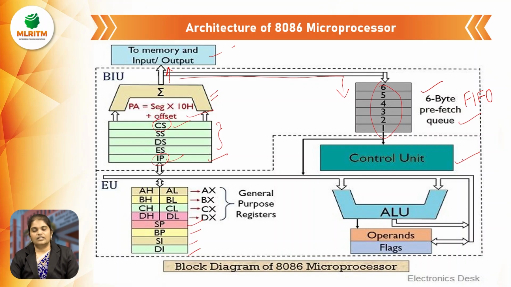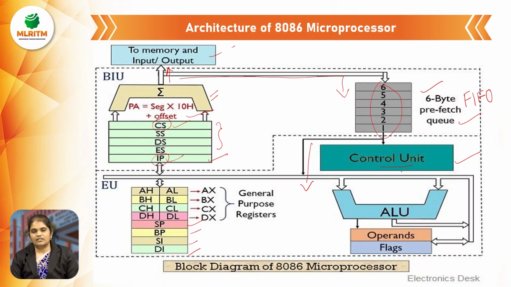After decoding, the control unit sends signals to all the modules in the architecture, saying that certain data has been fetched into the system, this is what you have to do with it, and arrange yourselves accordingly. The control unit gives command signals to all the remaining parts of the architecture. Once decoding is done, it moves into the second stage of the architecture, the EU, the execution unit, where all kinds of execution happen.